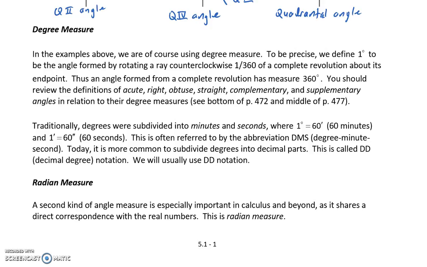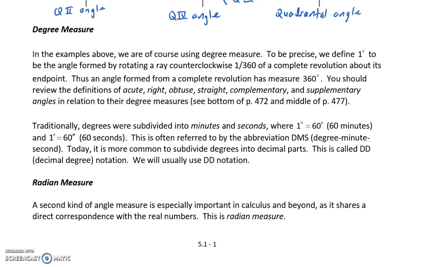Traditionally, degrees were subdivided into minutes and seconds, where 1 degree equals 60 minutes. So that little mark is read as minutes, 60 minutes. And 1 minute was further subdivided into 60 seconds. So 60 seconds in a minute, 60 minutes in a degree. This is often referred to by the abbreviation DMS, which stands for degree, minute, second measure.